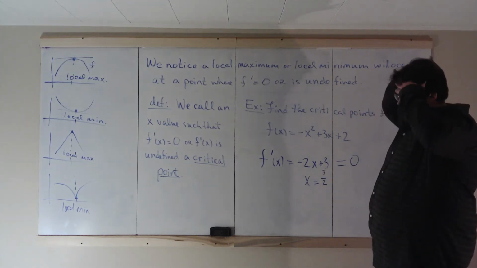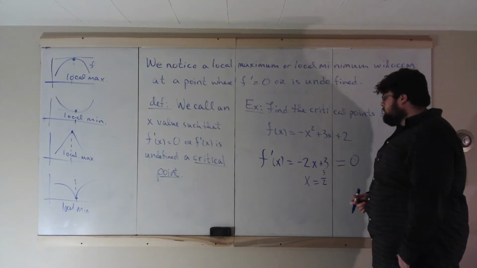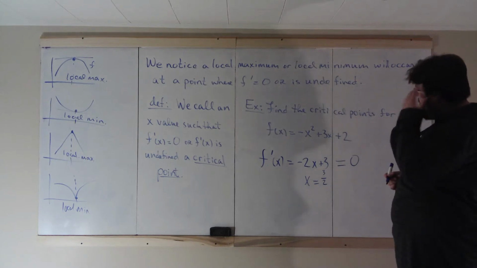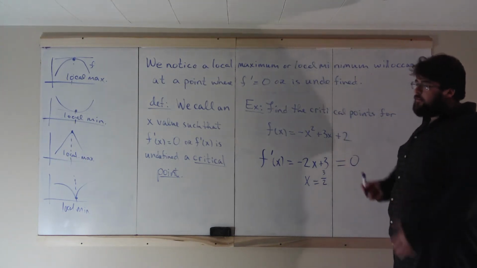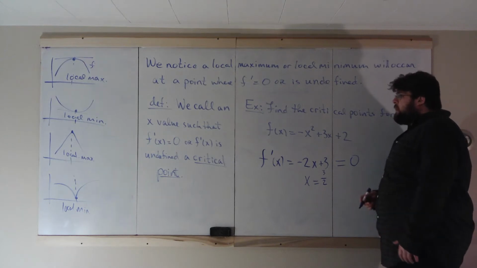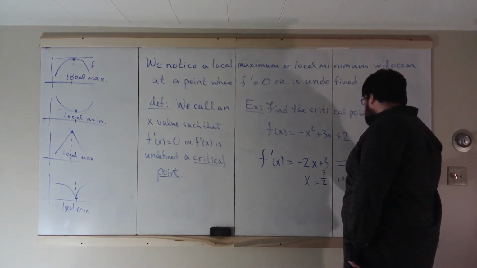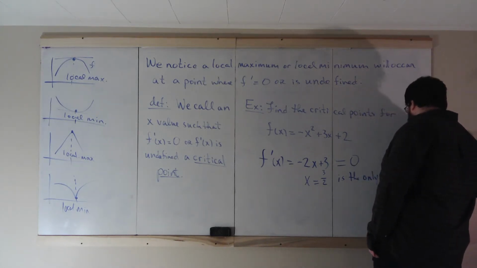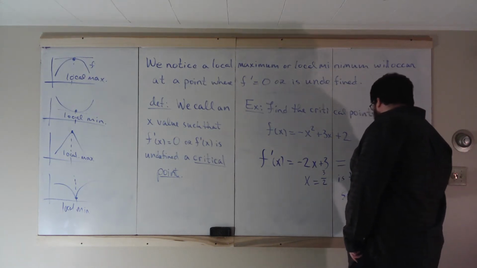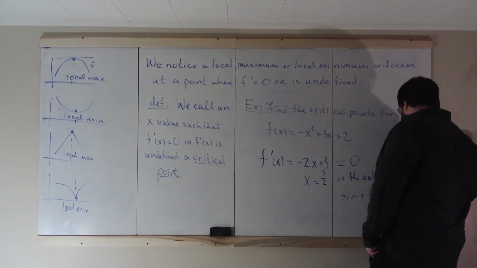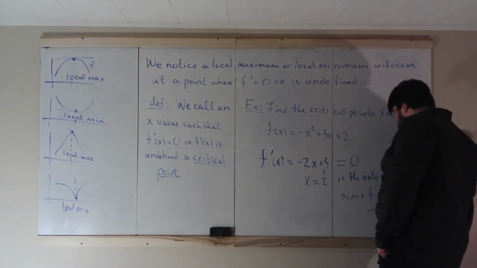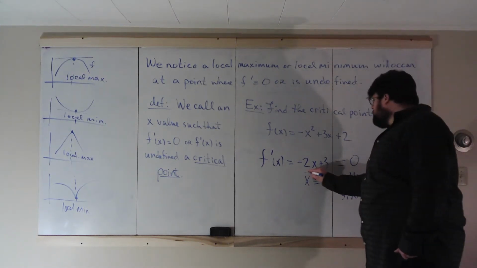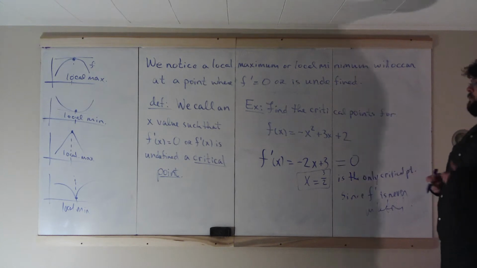When it's undefined, if you have a fraction as your derivative, it's going to be undefined somewhere. Like if you had 1 over x, you'd have x equals 0. But in this case, it's never undefined. So x equals 3 halves is the only critical point, since f prime is never undefined. We found where it's 0 and it's never undefined.